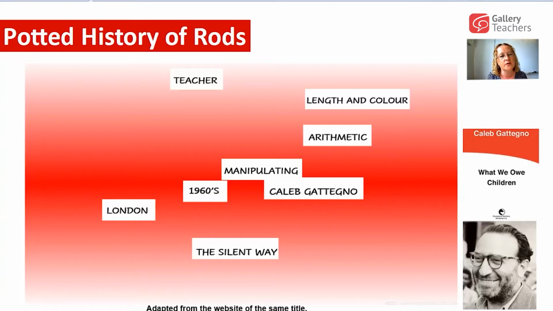I've already put them in the right order on the screen, and I'm going to read a little text about Cuisenaire rods, and what you would be doing is seeing whether or not you've got your words in the right order. But hopefully now already your brain is starting to think, what could be the connection between the 1960s and Caleb Gattegno? What is the silent way? Where does London come into it? So this is just a way of getting people prepared for something they're going to hear. So just have a listen and think about how those words connect, and then I will show you the text.